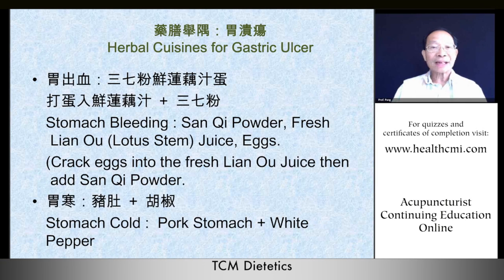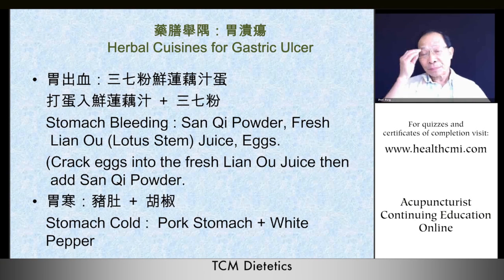It's easy to buy pork stomach in the market. Then come with white pepper or black pepper, it doesn't matter. And even though we didn't put it on the PowerPoint, there is one called Gao Liang Jiang. It's kind of ginger. Because pepper and ginger belong to a warming system, we cook them with the pork stomach. You can also put in the lian-ou, the fresh lotus root. That will become a very tasty soup.